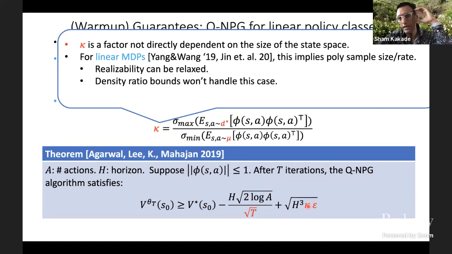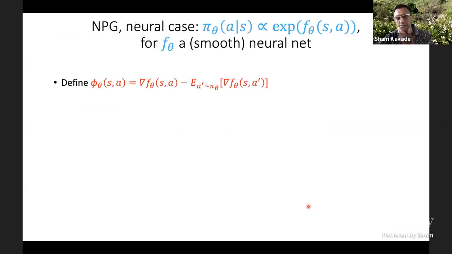One point to make here is this style is actually kind of important, because in special cases we like our bounds to hold, like for linear MDPs, because in cases like that you really do have realizability. And some of these prior bounds, just the way we stated them, will not actually hold for these special cases.